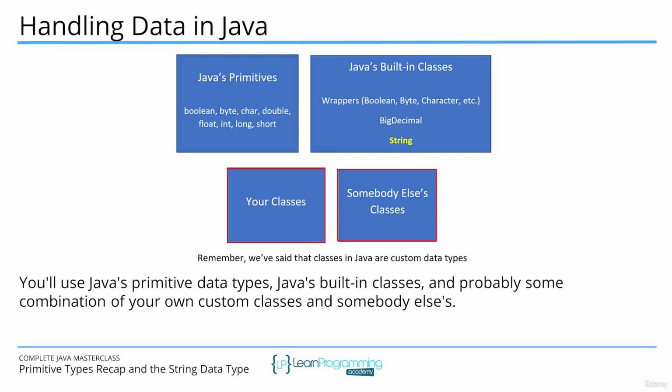You'll use Java's primitive data types, Java's built-in classes, and probably some combination of your own custom classes and somebody else's. You've already been introduced briefly to a few of Java's built-in classes. These were the wrapper classes, and you may remember we mentioned Big Decimal as a better alternative to floating point primitives when working with currency. We've also said that classes are special data types that can provide extra functionality, like the wrapper classes that contain more information than a simple primitive type.